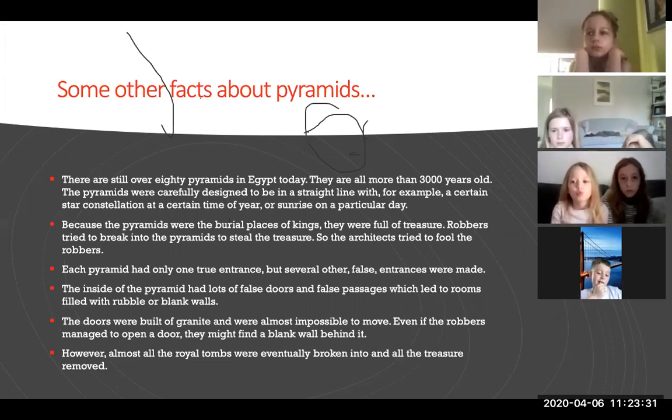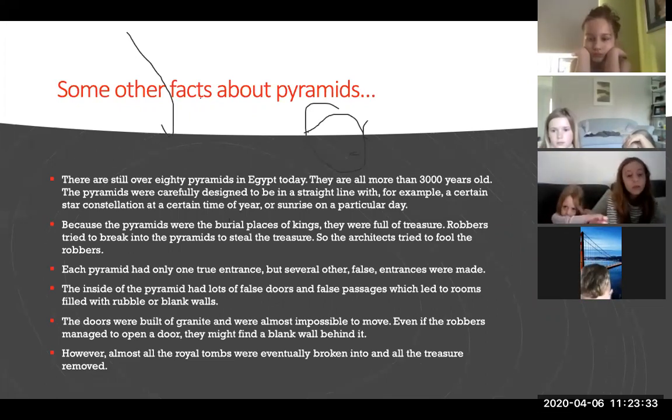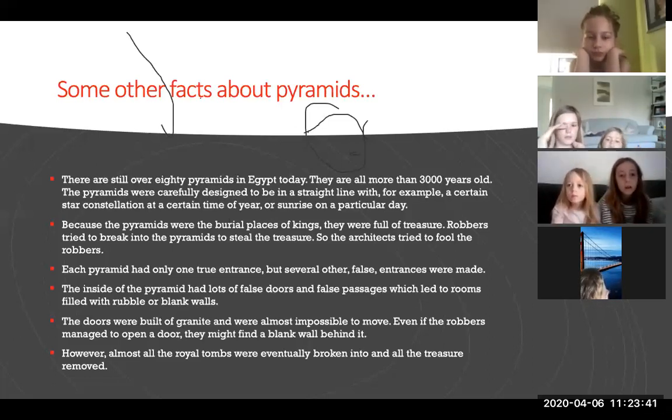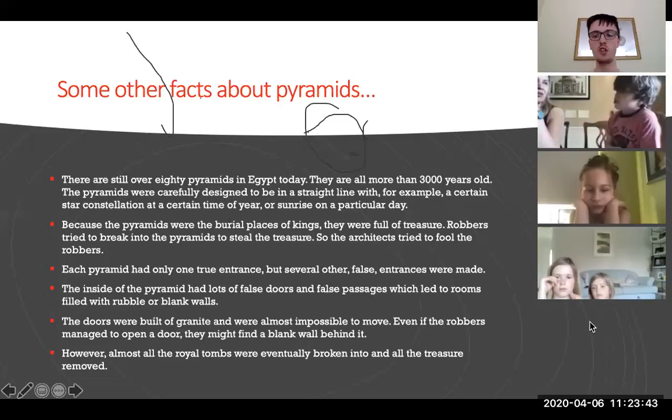So even if the robbers managed to open the door, there might be a blank wall behind it. So it would then take a lot of time for them to be able to break into the pyramids. However, despite all of that, nearly every single pyramid was cleared out and robbed eventually. So nearly everything was taken over a certain period of time.